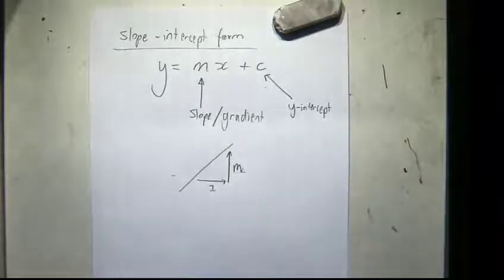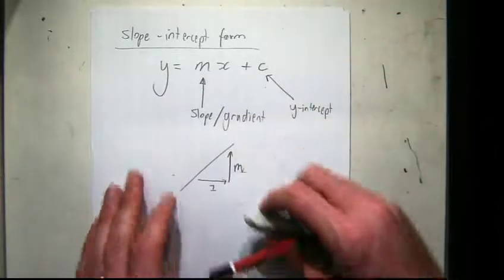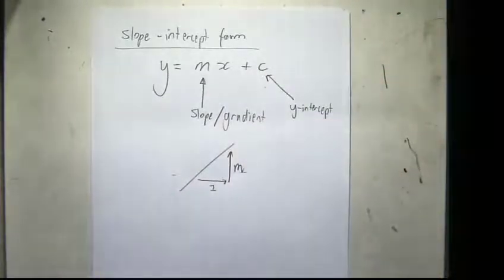Okay, for every 1 across it goes up m. That's what it means to have that slope. For every 2 across it will go up 2m. For every 3 across it will go up 3m. So you can figure out the slope and work backwards. So I'm going to show you both of them.